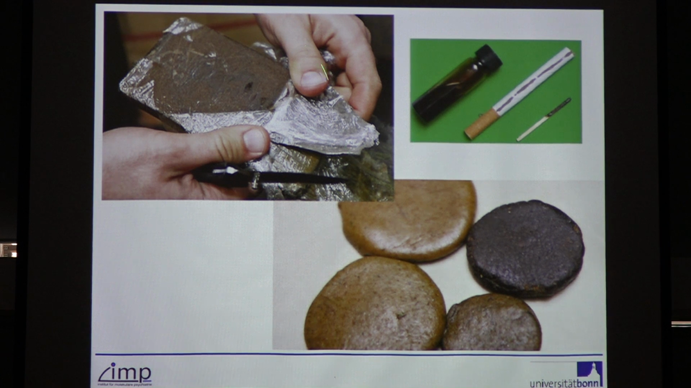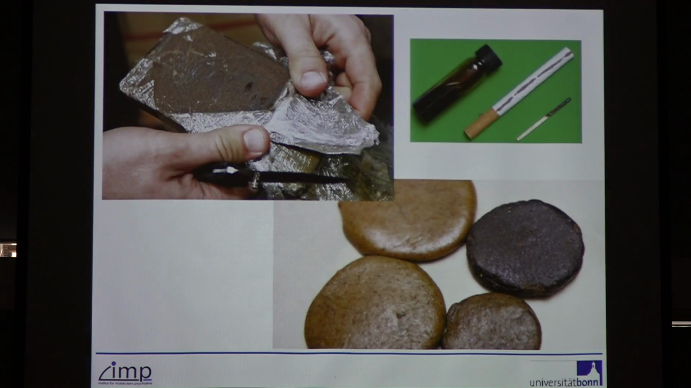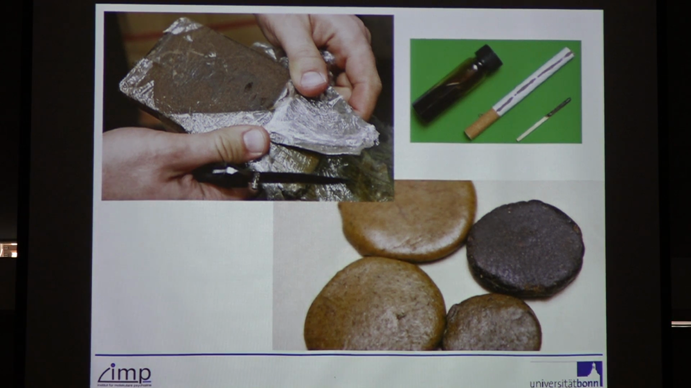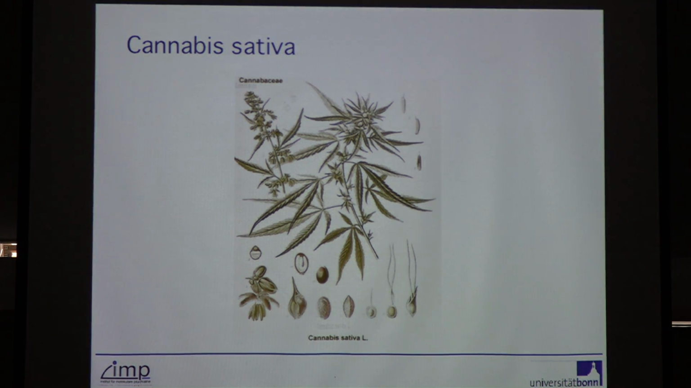You're probably familiar with these substances here. This is hashish, or this is cannabis oil spread on a cigarette. I'm not showing a picture here of marijuana, but these are the most commonly used illegal drugs worldwide. The signaling system that we're working on was discovered when people were looking for the active ingredient. This is just a cartoon of the marijuana plant, Cannabis sativa, that lent its name to the whole system.